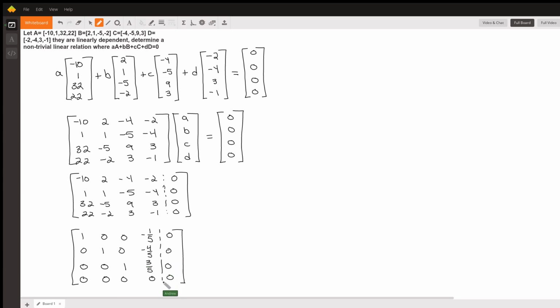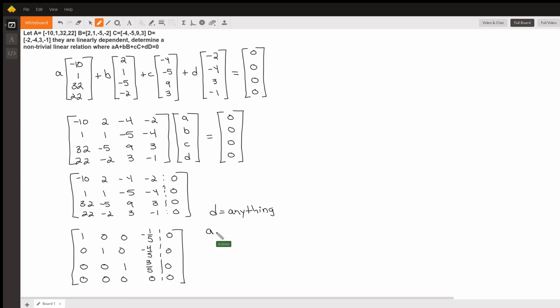And so the information we have in here is that this last row is all zeros, which tells us that D, the variable that corresponds to this last row, is a free variable. So D can be anything. And then the other three rows give us three equations that tell us the rules about how A, B, and C must be related to D.